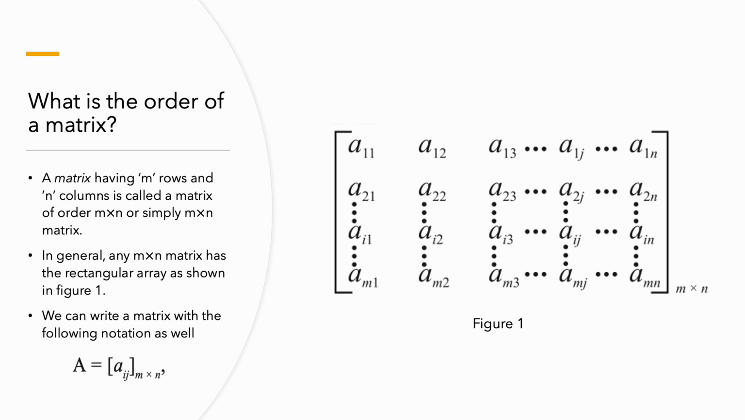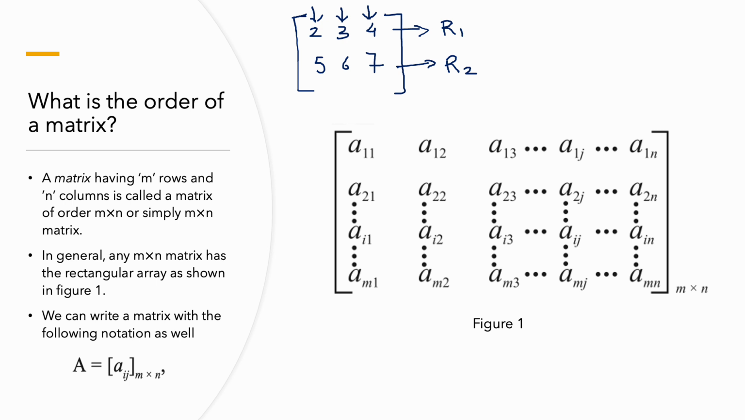Next is the order of a matrix. So what is the order of a matrix? Let me give you an example. Suppose we have a matrix having elements 2, 3, 4, 5, 6, 7. Clearly this particular matrix has two rows, this is row 1 and this is row 2, and 3 columns, this is column 1, column 2 and column 3.